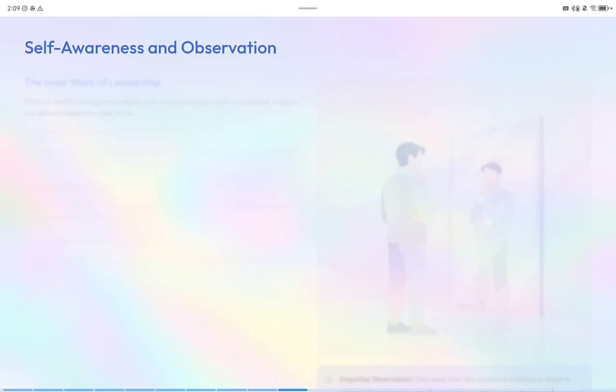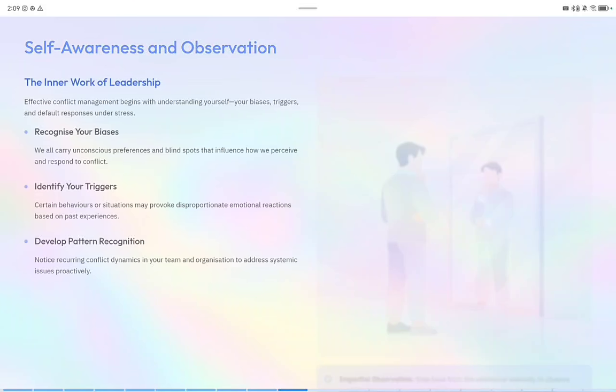Moving forward, let's look at self-awareness and observation as the inner work that is required for us to be great leaders, right? Great leaders who are solving conflicts in this context. So the inner work that is required is to recognize your biases. So how do you recognize your biases? We all carry unconscious preferences and blind spots that influence how we perceive and respond to a conflict. So spend some time, every time, reflect.